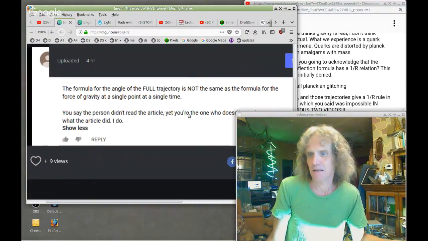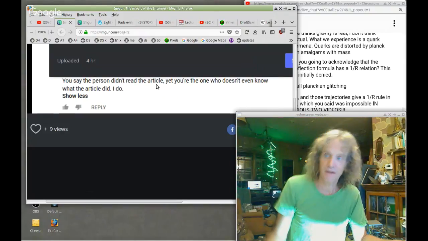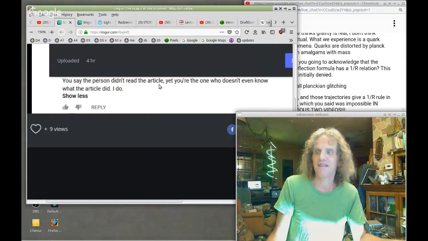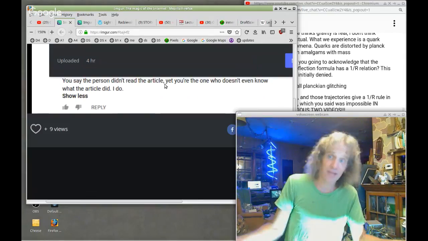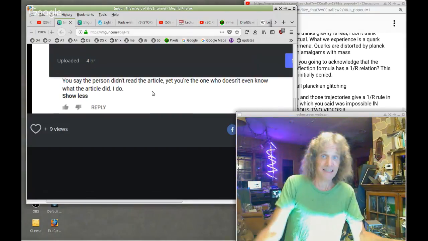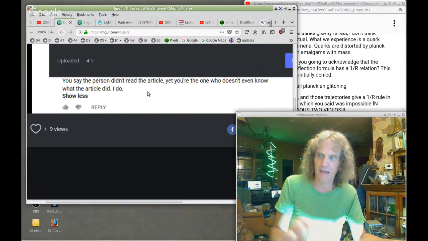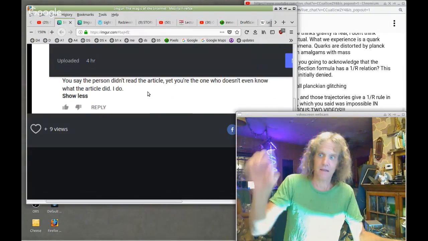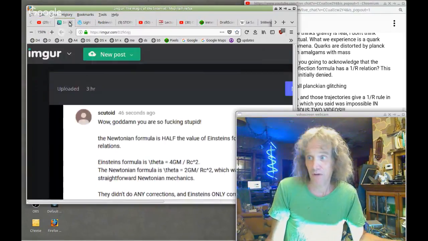Oh, amazing. You say the person didn't read the article. Oh, so he's defending the idiot who posted the original crap. Yes, a mindless marble move, no doubt. Yet you're the one who doesn't even know what the article did do. I've perfectly accurately described what the article does. And again, the article clearly states exactly what I did say about the two numbers being half of each other. It clearly even states, well, I'll show you that, actually. Just so, I mean, I'll rub it in your nose.